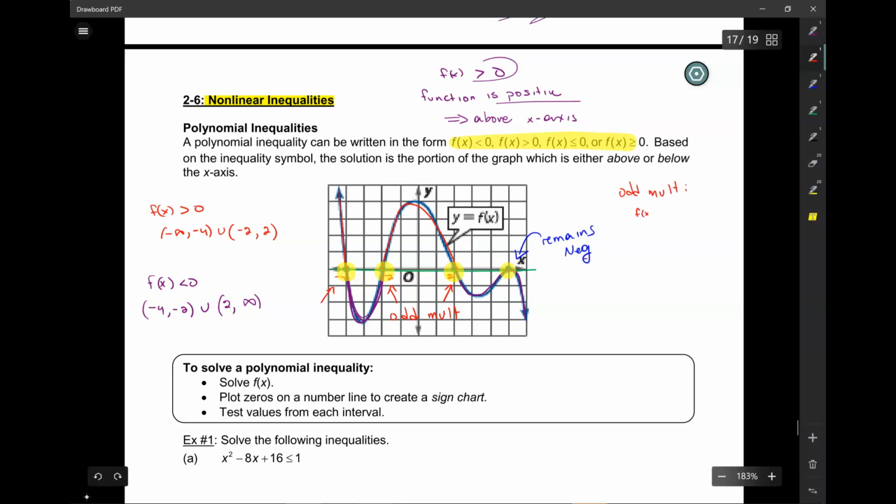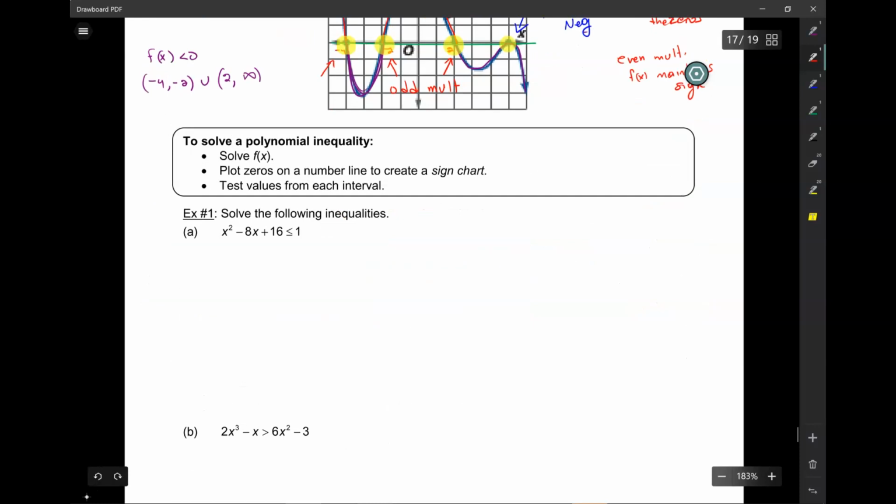F of x changes sign at the zeros. But when there is even multiplicity, f of x maintains its sign. Okay, so that means all this is dependent on zeros and multiplicities. Oh my God, that's exactly what we just learned. So let's jump right into it.